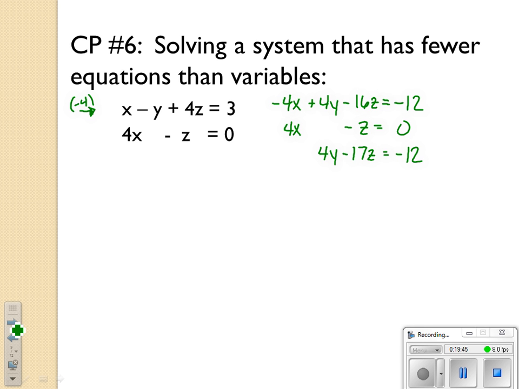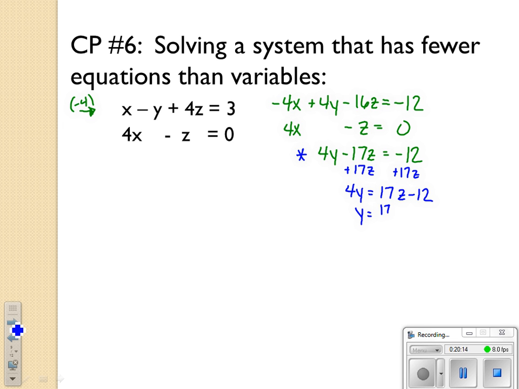Now, when we only have one y variable, we could use a substitution to sub that y out. And I'm going to use that equation that we just came up with to do that, because I can solve this new one down for y. So that's what I'm going to do next. Move the 17z, and then get rid of the 4.